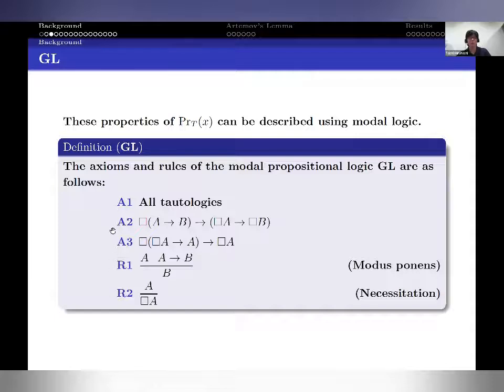So, especially A2 and R2 correspond to derivability conditions. This is the first one, and this is the second one. And A3, as mentioned before, A3 corresponds to Leb's theorem.